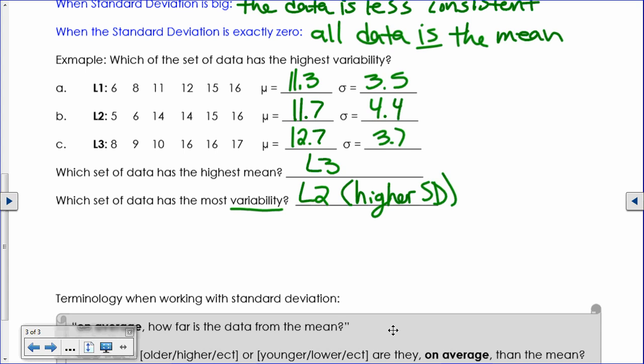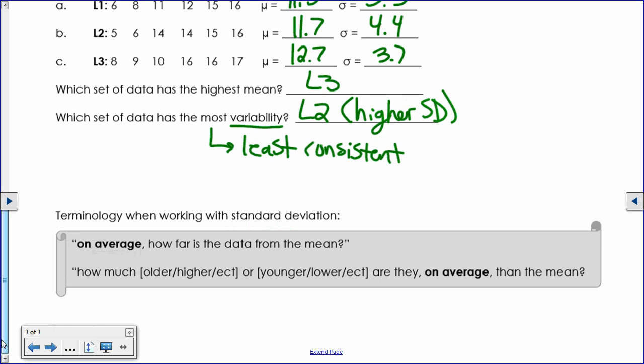Alright, so they ask you for the most variable or least consistent. That's a little bit confusing. They say most variable means the same thing as least consistent. Maybe write that down, might be helpful. Least consistent. Right, consistent and variable are antonyms. They're opposite of each other. So most variable means least consistent. Alright, and you would want the higher standard deviation.